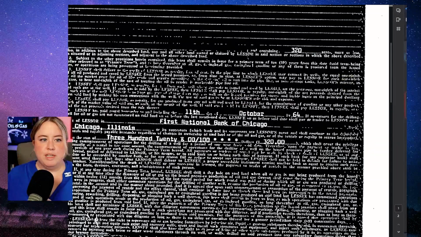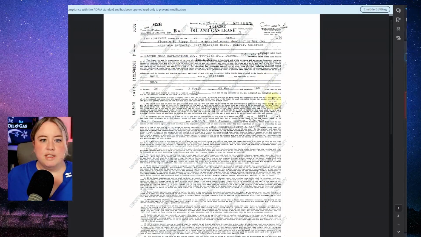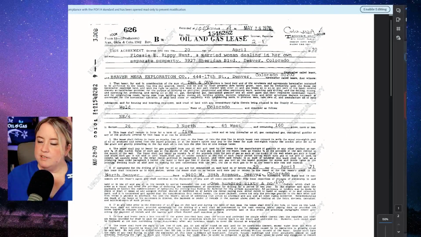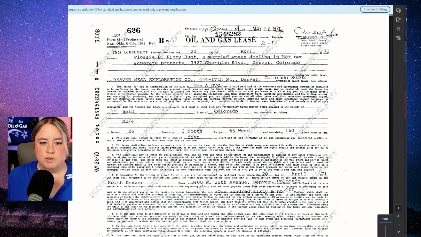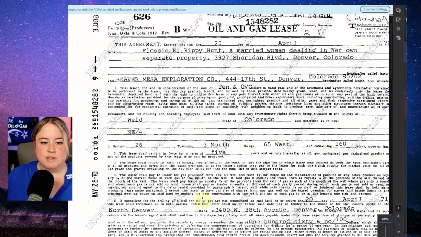This was 1/8. All right, now we are in Weld County, Colorado. We have moved up in time to 1970 and still very, very tiny text, but a little bit easier to read this time. I will zoom in even more to help y'all see.